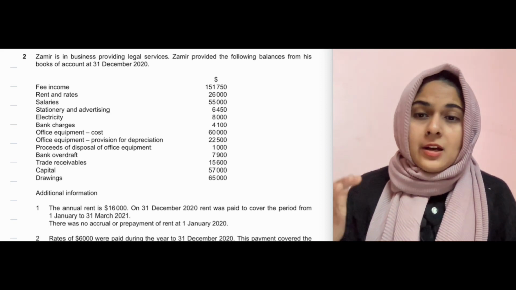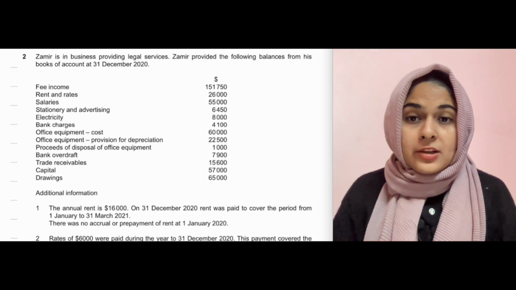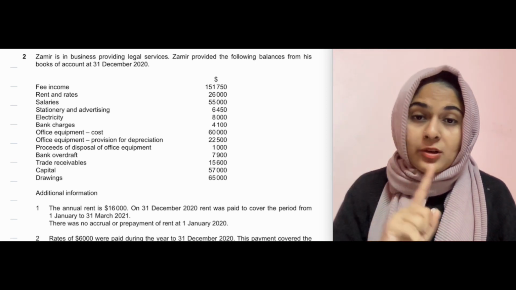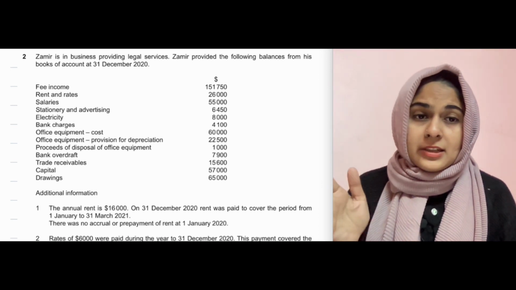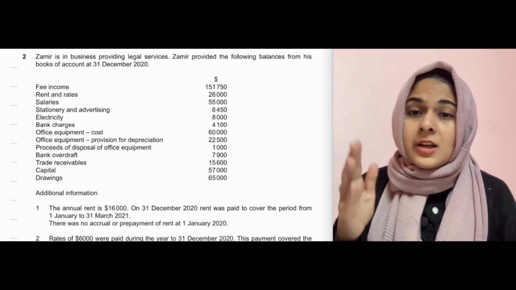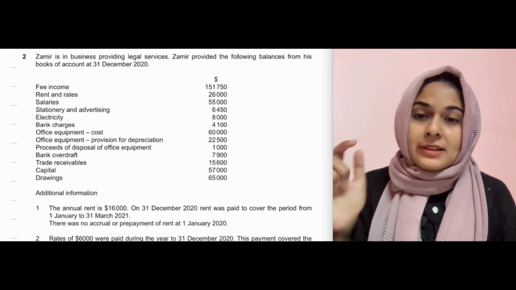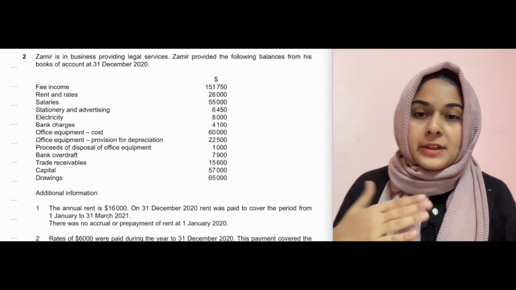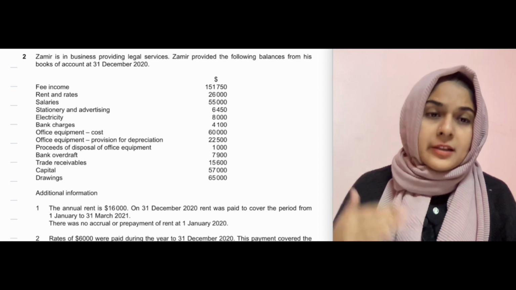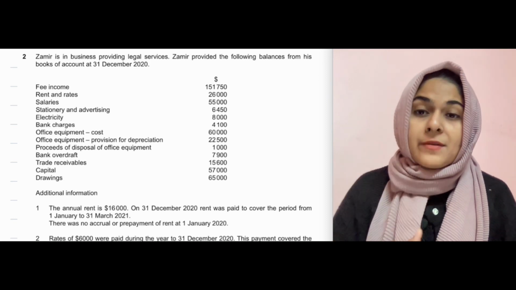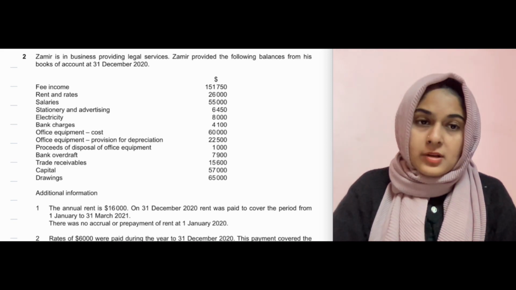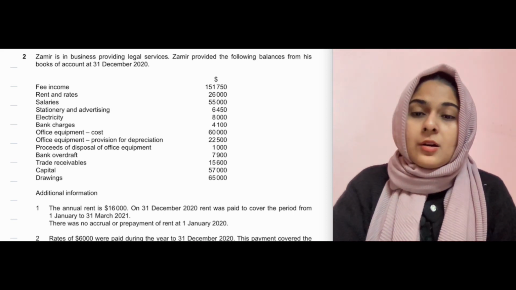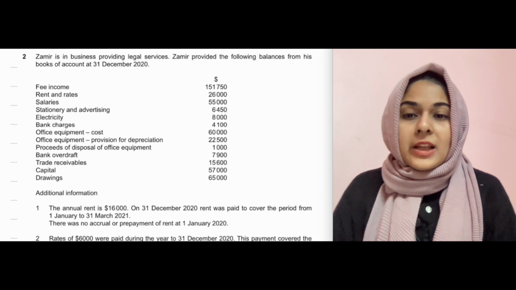Then we have cost of office equipment, depreciation, proceeds of disposal of office equipment. So during the year they're actually disposing of an office equipment. So this is important because it's related. In the additional information, we have adjustments related to disposal here. Then we have a bank overdraft, which is a current liability. We have trade receivables, we have capital, and we have drawings.